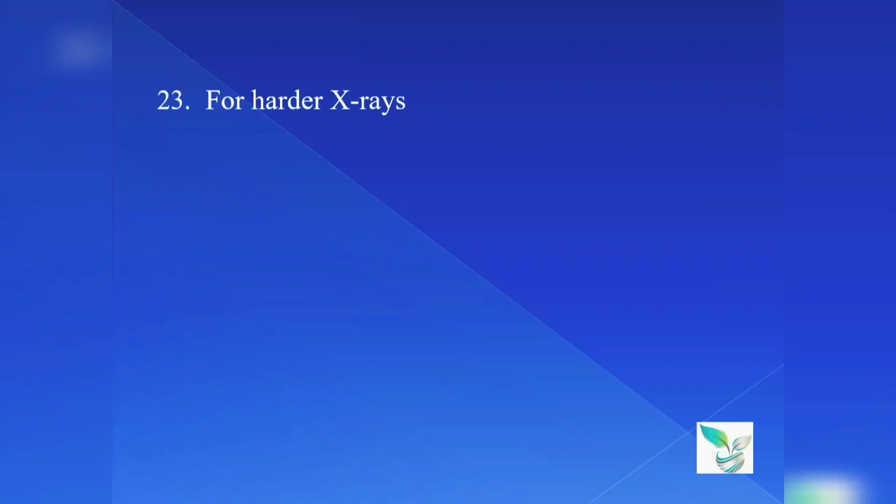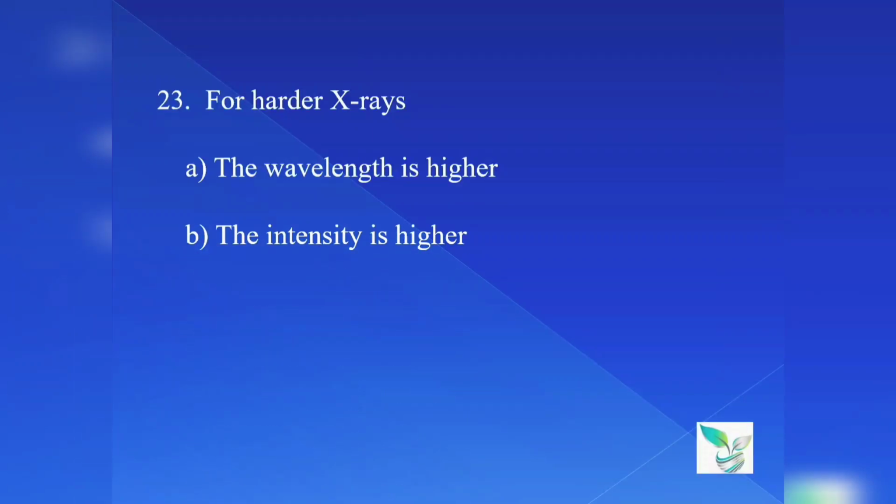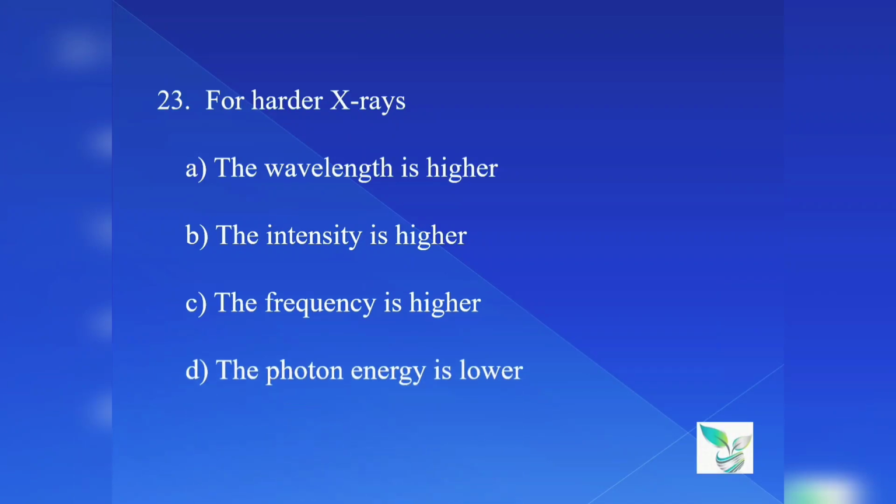Moving on to the next question, question number 23. For harder X-rays, option A, the wavelength is higher, option B, the intensity is higher, option C, the frequency is higher, and option D, the photon energy is lower. The answer is option C, the frequency is higher. So for harder X-ray, the frequency is higher.